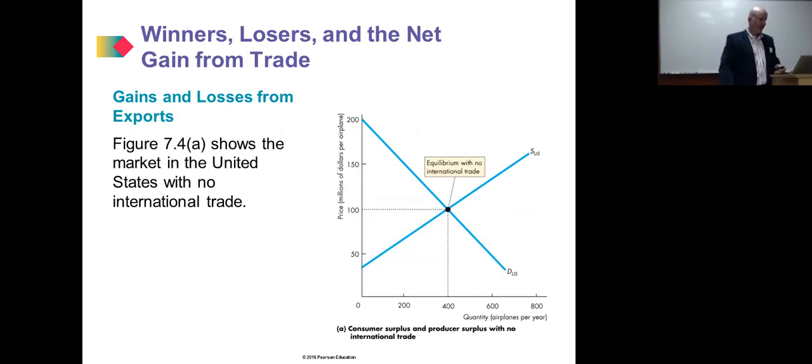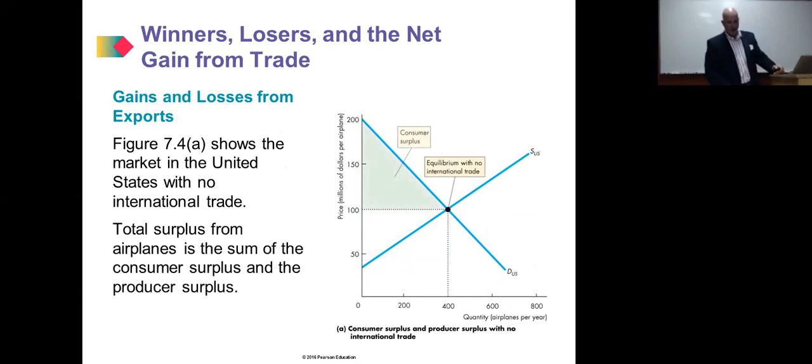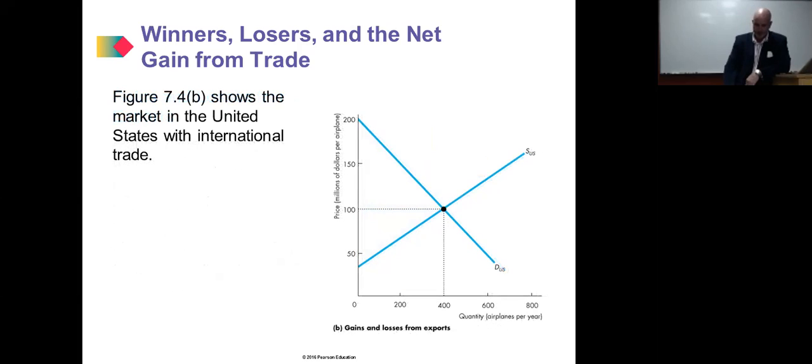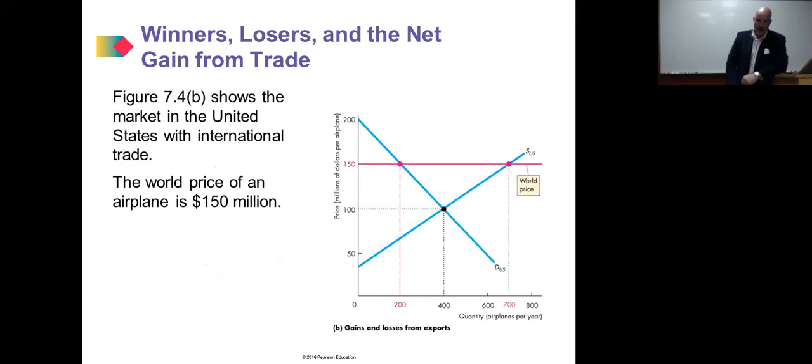All right, figure 7.4. Again, gains and losses from exports, another view. Here we're looking at the United States with no international trade. The green triangle is going to show consumer surplus. The B triangle is going to show producer surplus. Now, what happens in the United States market when we involve international trade? So again, back to our illustration of Boeing and the airplane.